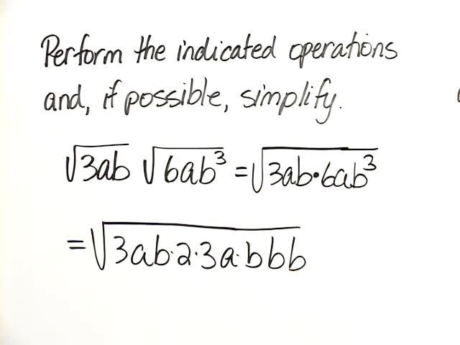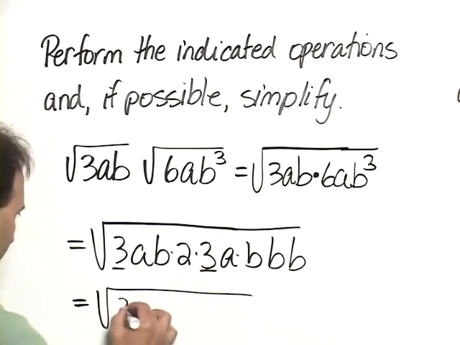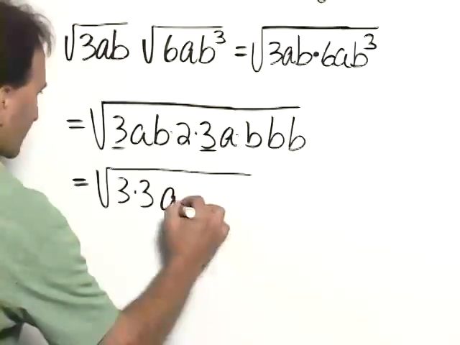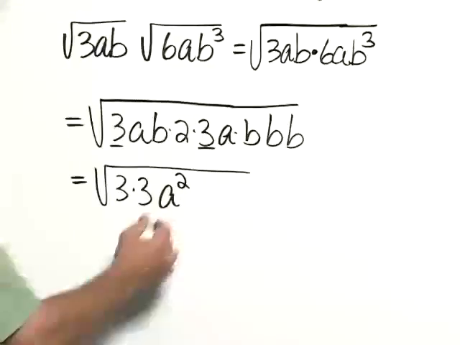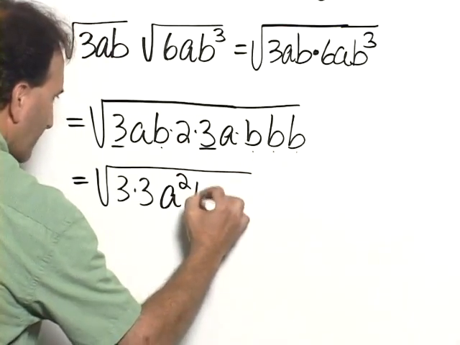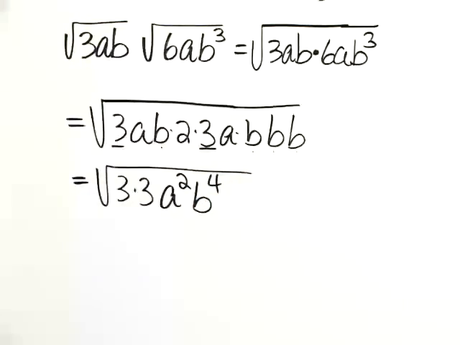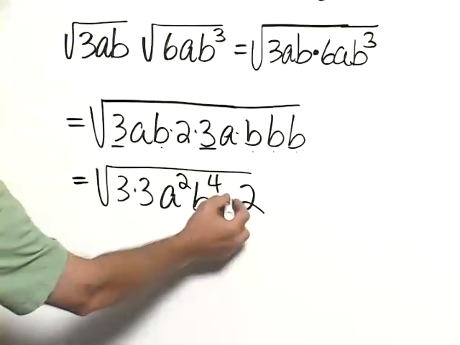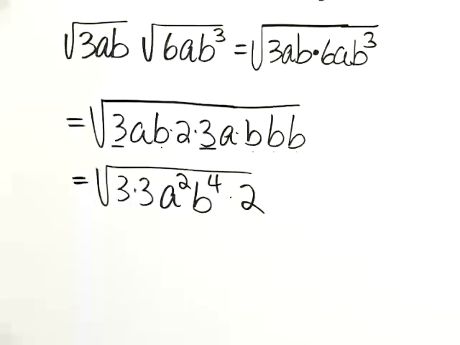And now let's look at what we can group together here, the 3 and the 3, so we have the square root of 3 times 3. We have a times a, which is a squared. We have b times b times b times another b, which is b to the 4th. And then we have a lone 2, which we're still multiplying by.